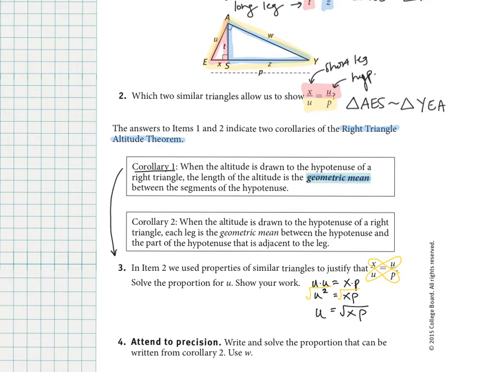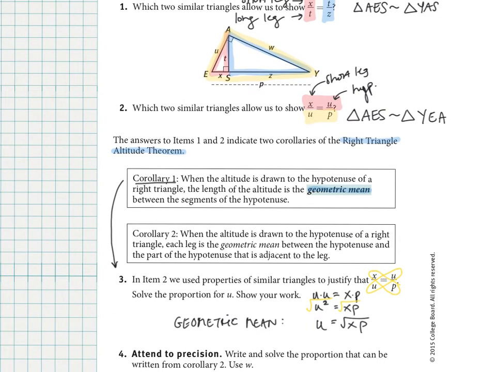So what this tells us is our geometric mean. So I'm going to write that down here. So our geometric mean right here is going to say that whenever we want to find a certain length, we can actually use these rules to help set us up with what's happening. In order to find the length of U right here, we can take this length of X times this whole length of P, multiply them together and get the square root of it. That will always be the length of U.